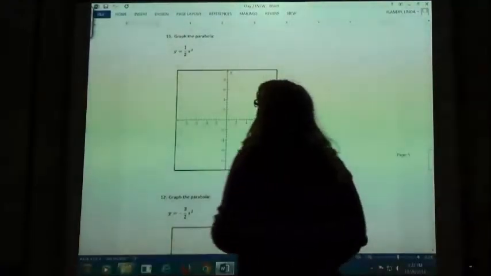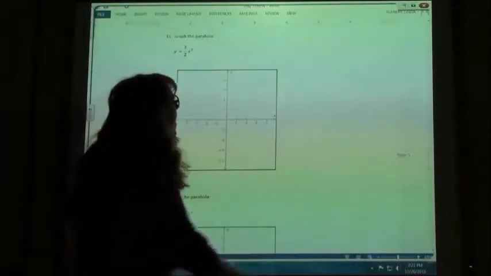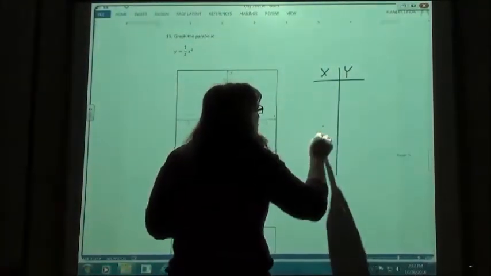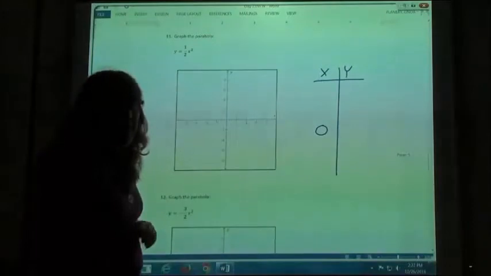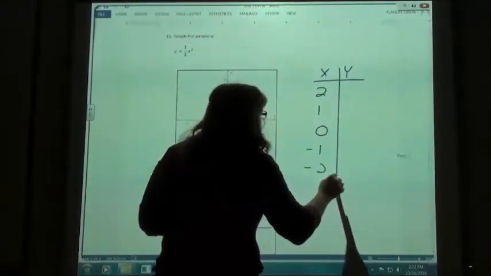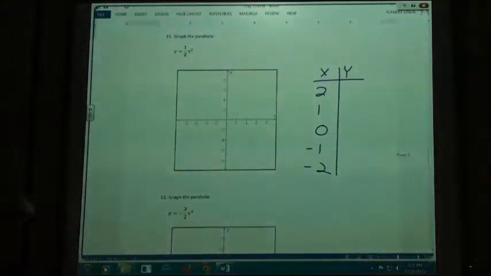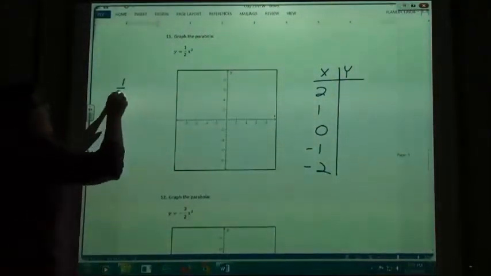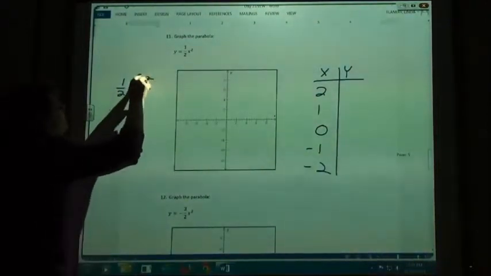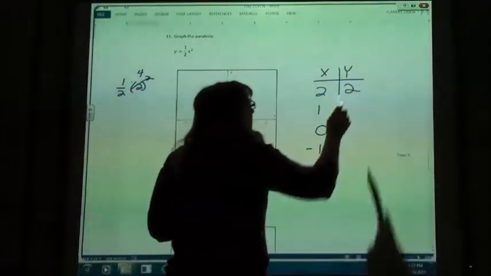So on number 11, I'm graphing y equals 1/2 x squared. Again, there's no adding or subtracting in your problem, so you know, or hopefully should know, that 0 is going to be in the middle. I want 2 points on each side of that, and so I'm going to go 2, 1, 0, negative 1, and negative 2. Plugging that in, 1/2 times 2 squared. 2 squared is 4. Half of 4, going to be 2.